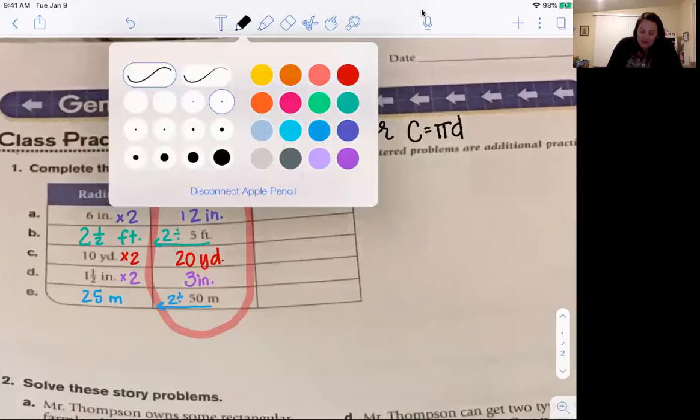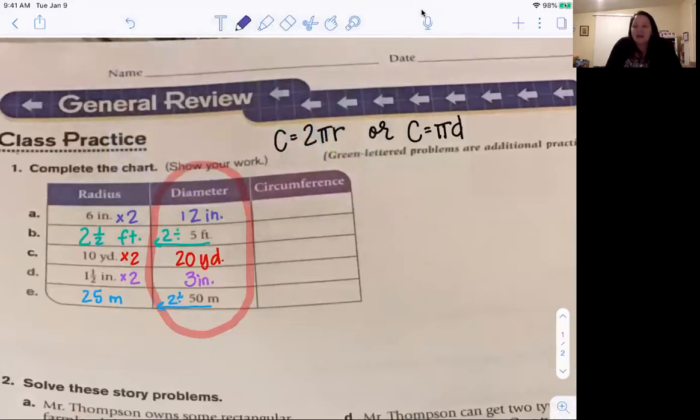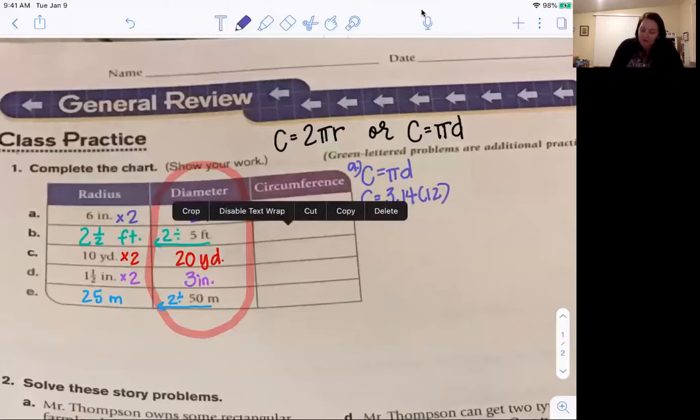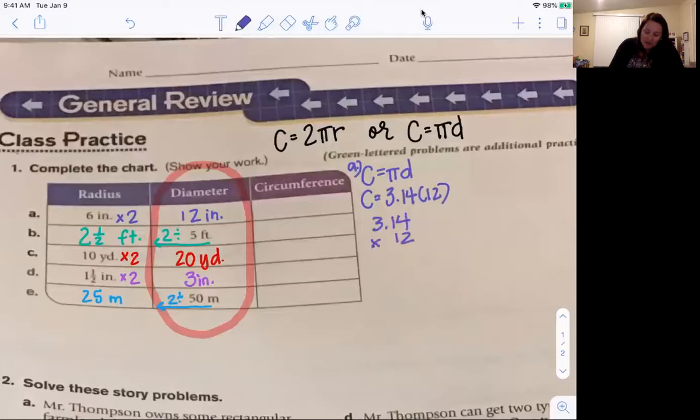Let's see, where's my color I was using for that one? Letter A. So we're going to do circumference, and you have room here if you write neatly enough. Circumference equals pi times diameter. Circumference equals 3.14 times 12. And I'm just going to work it out below it so I'll have room. 3.14 times 12. Some of you guys might already be done. If I go too quickly for you, pause and then check yours with mine after you unpause.